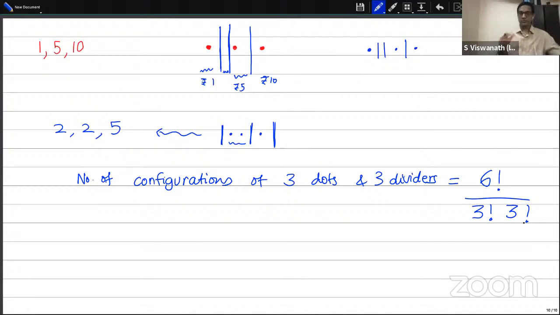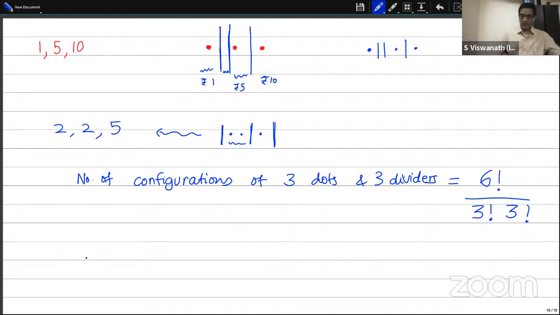If you think in terms of, I have 6 objects and 3 of them are alike, another 3 are alike, then I first permute all 6 and then permute these 3 amongst themselves and those 3 amongst themselves. Or, like we just said, you can also think of it as, I have 6 positions, I have to choose 3. I'll put the dots in those 3 and I'll put the dividers in the rest. Okay. So this is 6 choose 3 in this example.